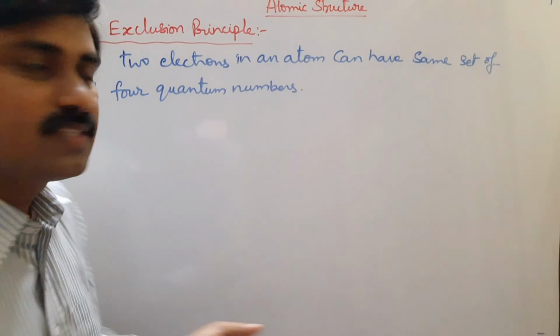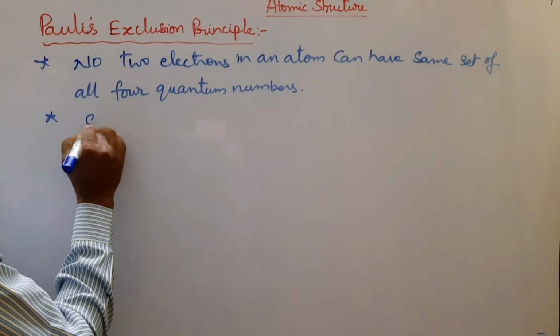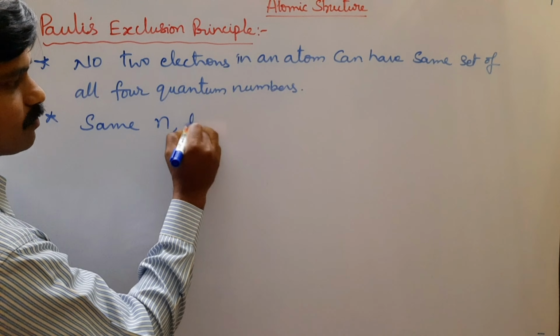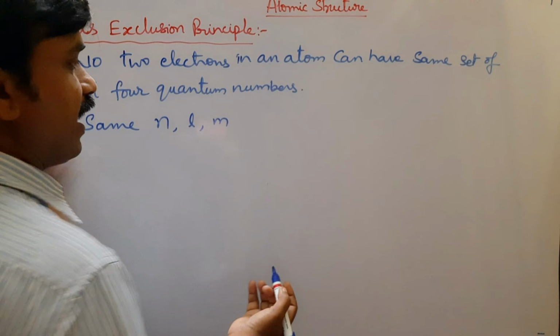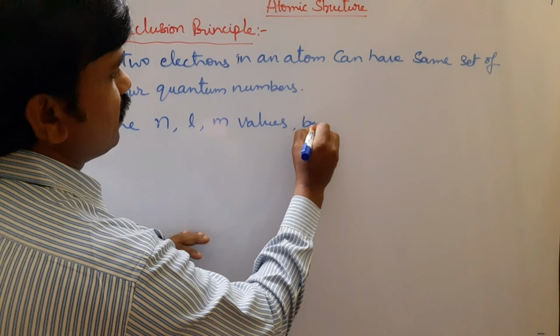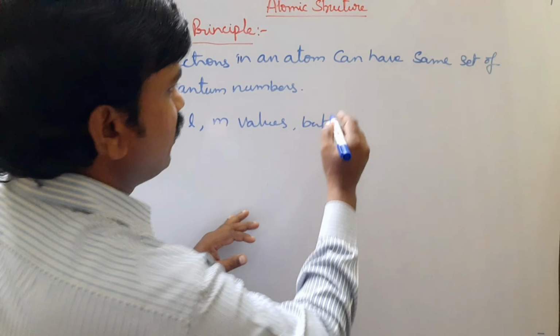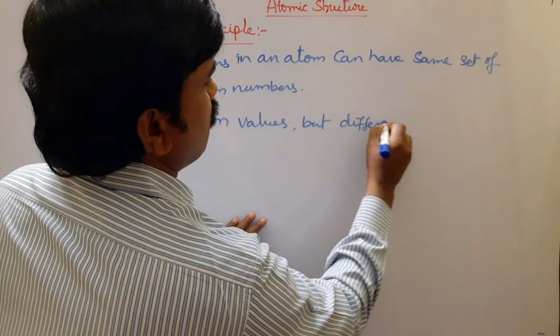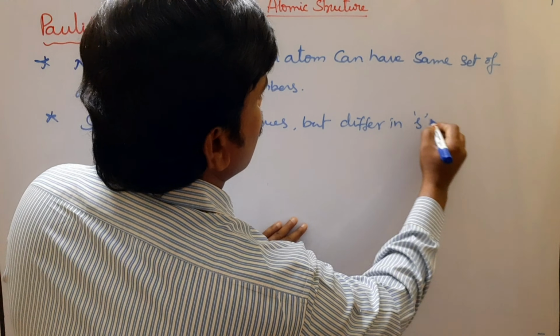If two electrons in an atomic orbital have the same principal quantum number, azimuthal quantum number and magnetic quantum number values, they can still differ in the spin quantum number value.